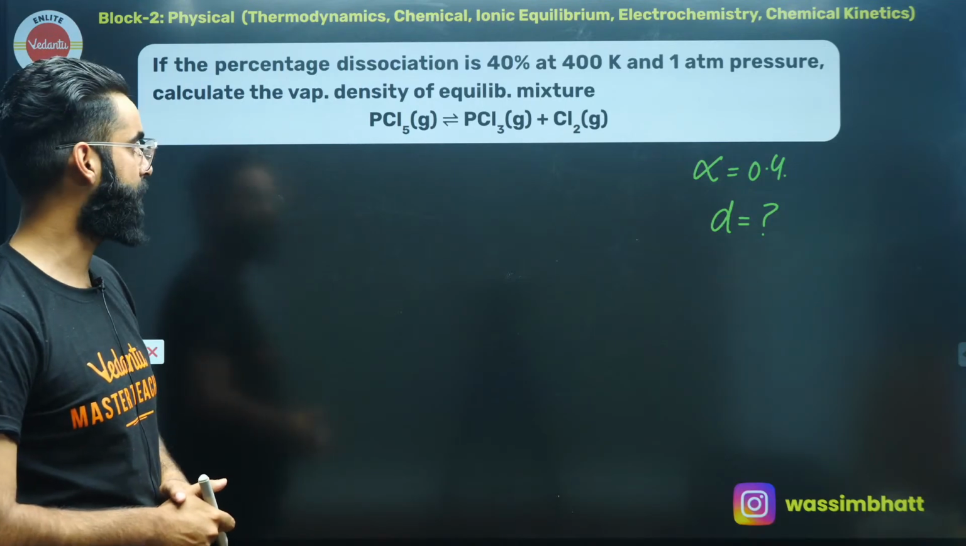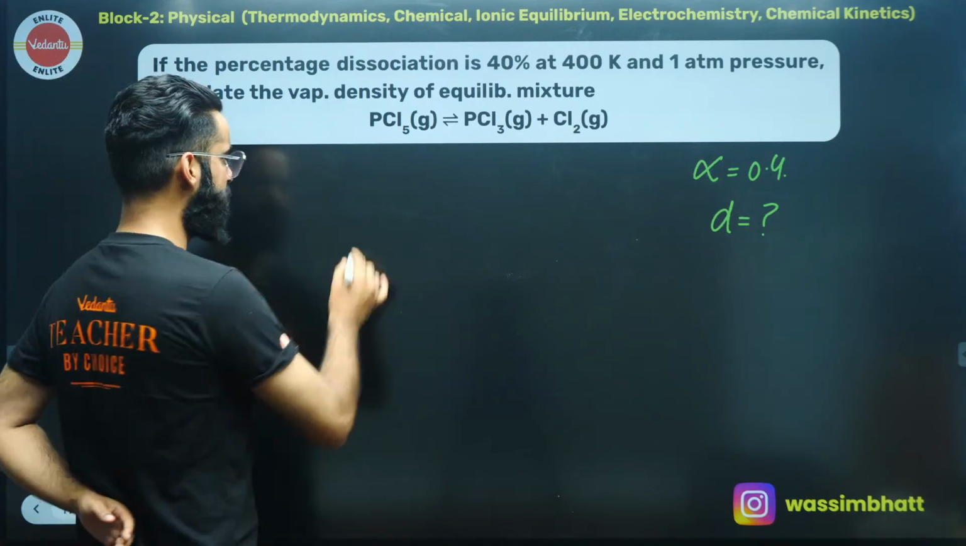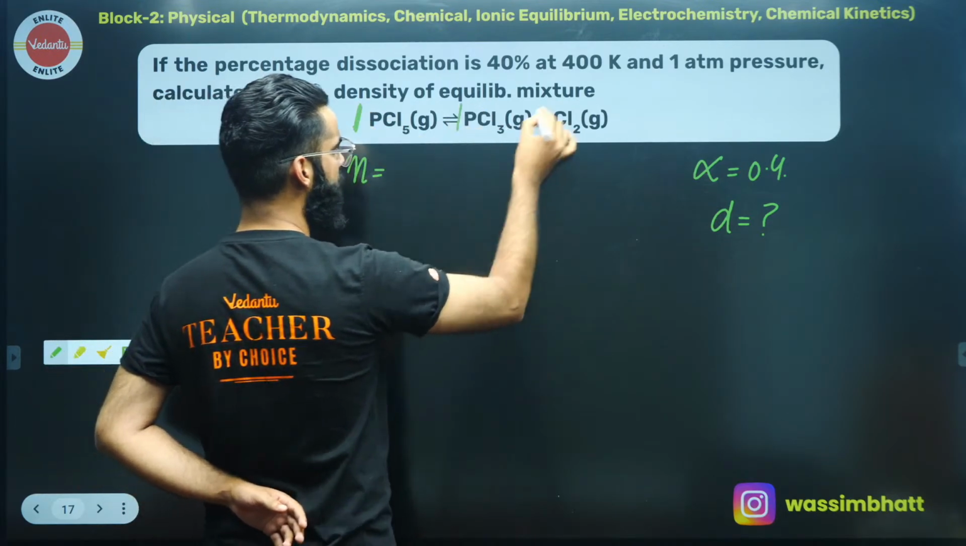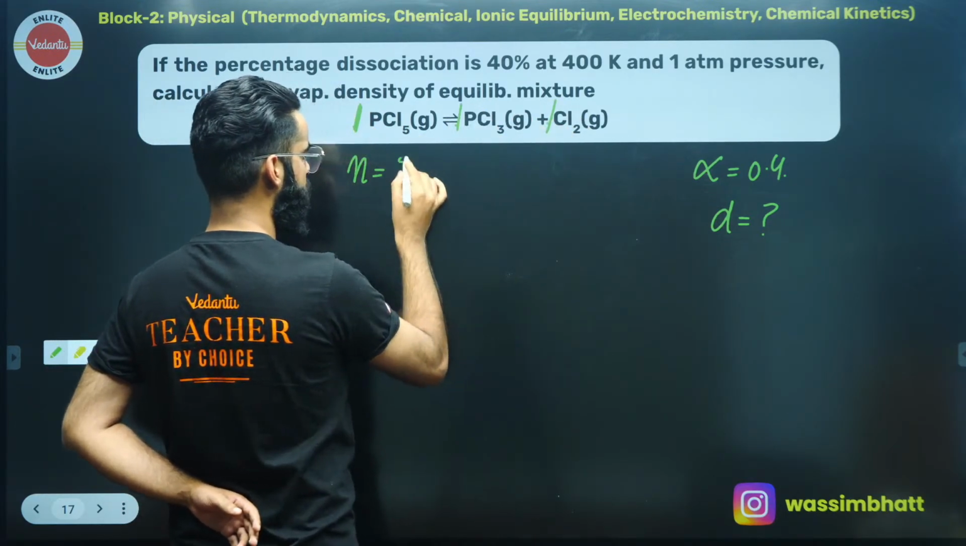Let's get to know how to calculate small d. Again, a similar sort of question. If I ask you what is the n value, check from 1 mole of reactant, how many moles of products we are getting? 1 plus 1, 2. So n value is 2.